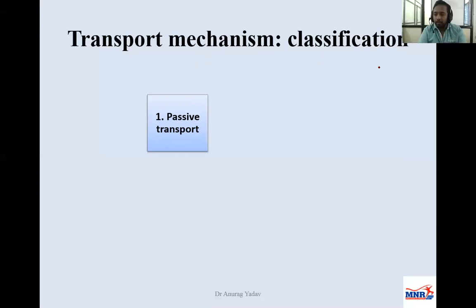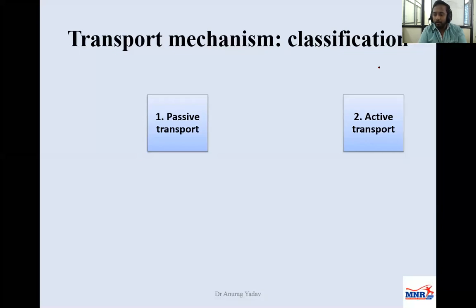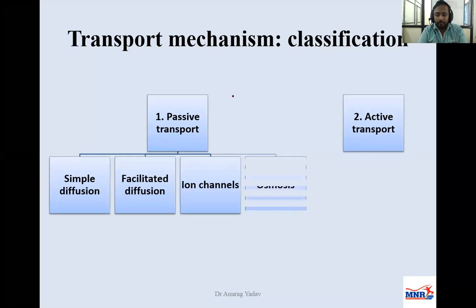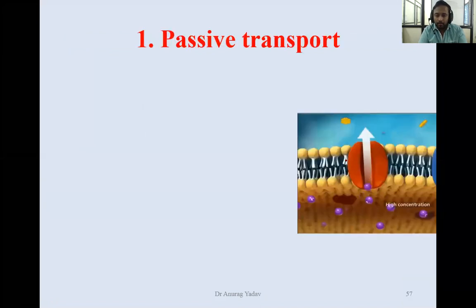Active transport means when ATP is utilized. Passive transport means when ATP is not utilized as the energy currency. Then again you have different subtypes, which include simple diffusion, facilitated diffusion, ion channels and osmosis for passive transport. And on the active transport, you have primary active and secondary active. So we have gone through all these components.